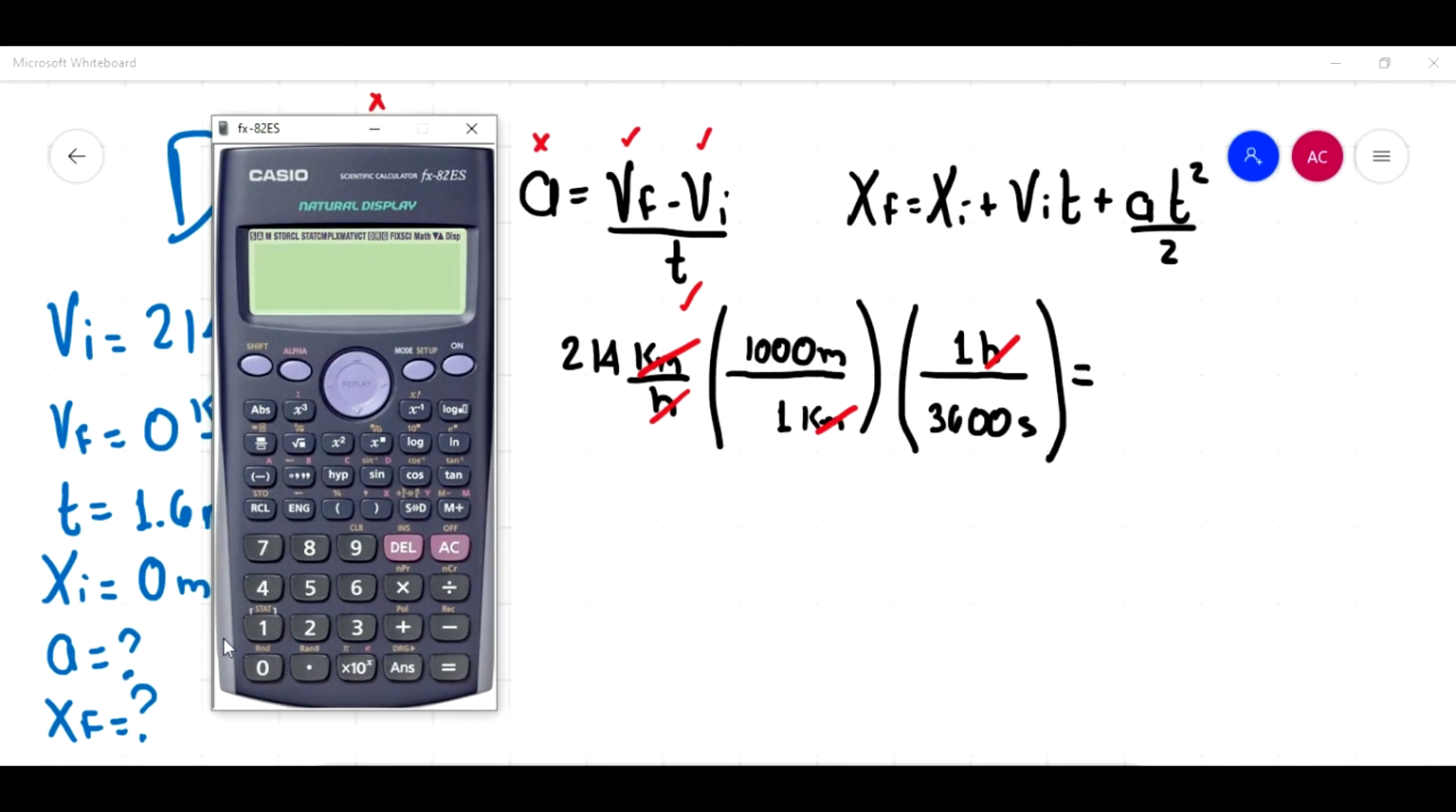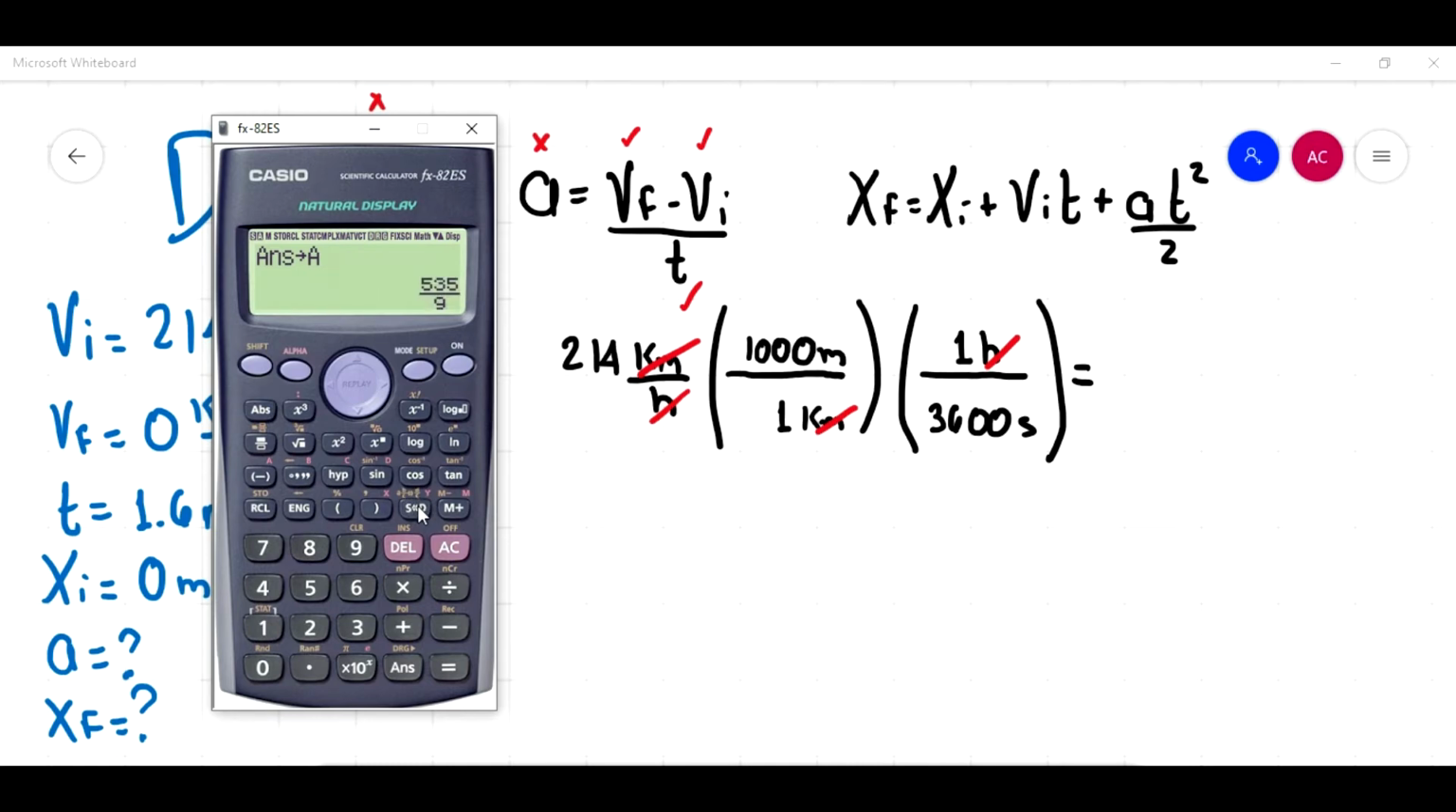So let's see, it will be fraction 214 times 1000 over 3600 equals, that's the answer. And this is a number that has an infinite number of decimals, so I'm going to save this value in a memory. Shift, STO, A, so I got this value saved in the memory A.